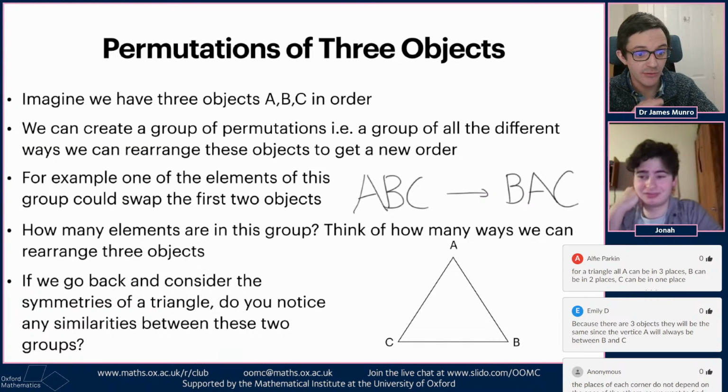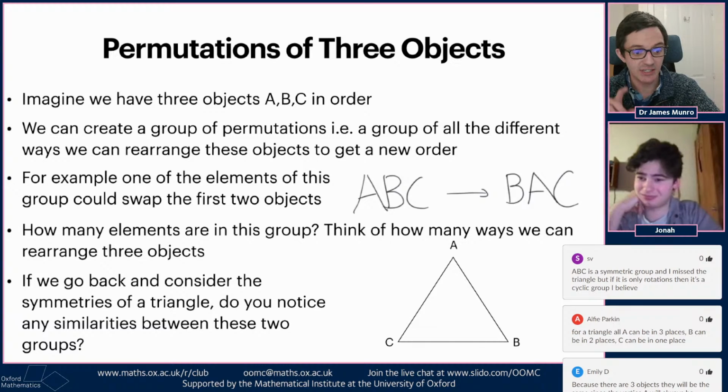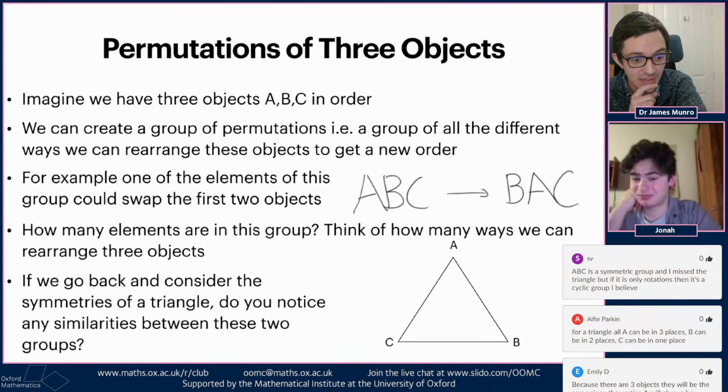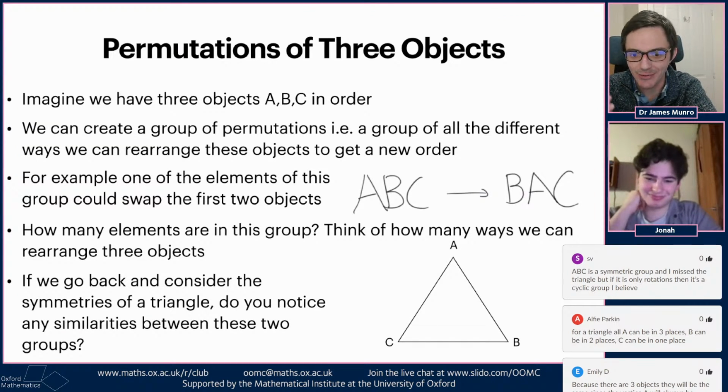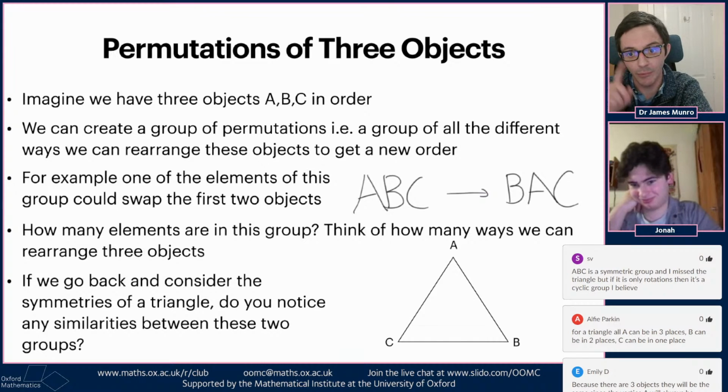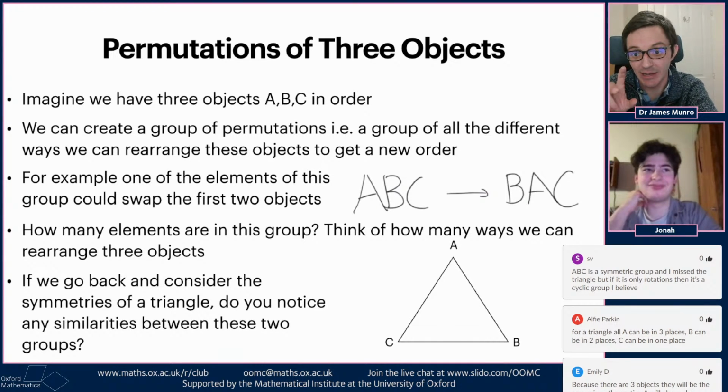Emily says there are 3 objects. They'll be the same since vertex A will always be between B and C. I guess Emily is explaining that there isn't a problem. Any permutation you do, A is always between B and C, whatever you do. Alfie says A can be in 3 places, B can be in 2 places, C can be in 1 place. So I guess that's a bit like doing the permutation as you build those permutations. I referred to it before of building up what you put down first and then what you put down second and third. It's kind of the same. That argument we did about counting all the symmetries for a shape is similar to the argument you do when you're counting permutations. Like why is it 3 factorial?